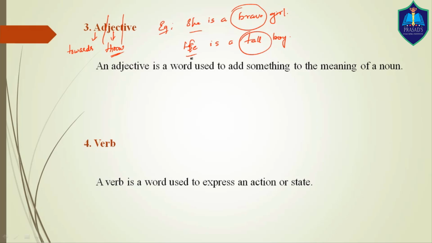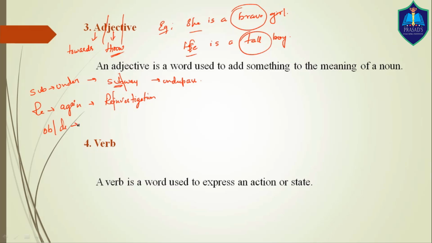This is the meaning of the word adjective, and we have many root words which help to understand the meaning of a word. I will explain a few root words over here. Sub is a root word which means under. For example, subway. Something like an underpass, right? And one more prefix, re is there. Re is a root word which means again. Example, reinvestigation: investigating again and again. And one more thing, OB or DE is a root word which denotes not. Example, defective.